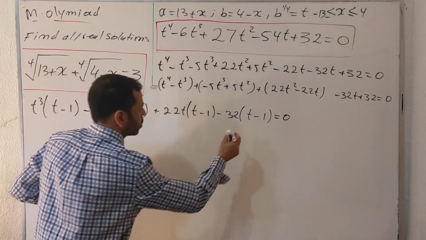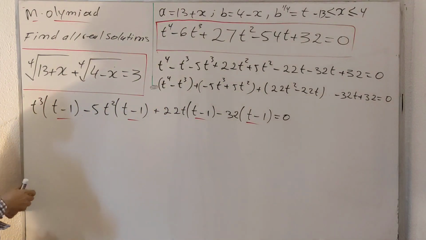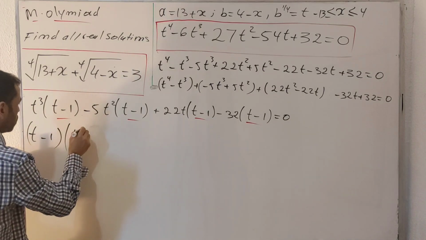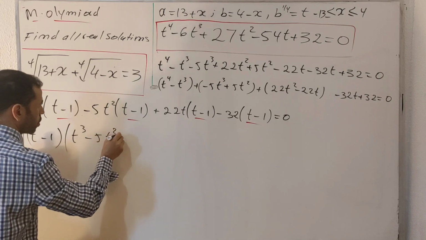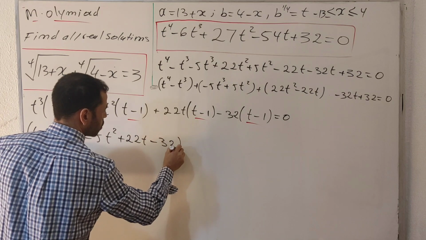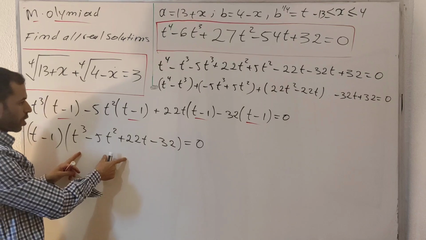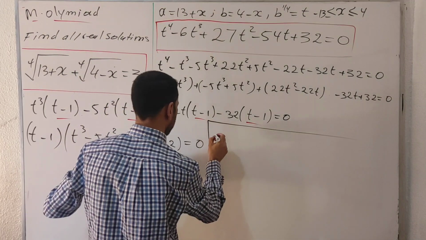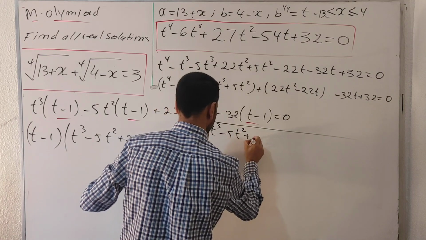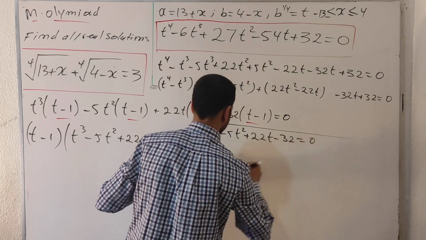Now we found the common factor t minus 1. I'm going to put t minus 1 as a multiplier. I will have t minus 1 factor t cubed minus 5t squared plus 22t minus 32 equals 0. Okay. Also, I'm going to factor out this one. I have t cubed minus 5t squared plus 22t minus 32 equals 0.